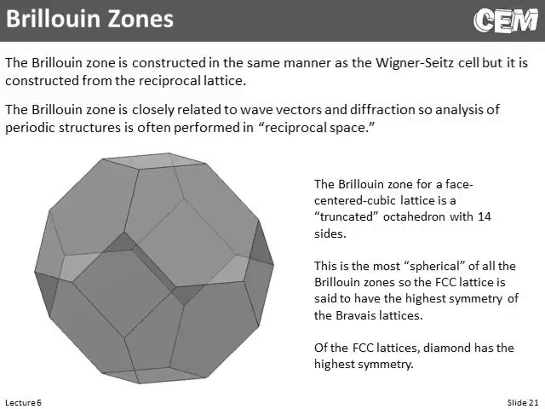Now we have this thing called a Brillouin zone. So we have a direct lattice and a reciprocal lattice. We figured out how to determine the primitive unit cell for the direct lattice. If we do the exact same procedure to determine a primitive unit cell, but do it in reciprocal space, we're constructing what will be called the Brillouin zone.